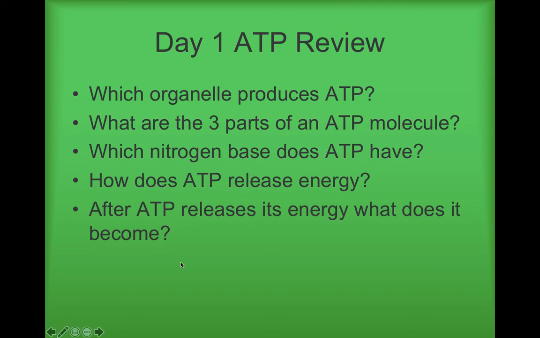Which nitrogen base does ATP have? Adenine. How does ATP release energy? It releases it by breaking off the third phosphate group. That's the one that's going to be on the furthest end, not the one that's closest to the inside, closest to the sugar. It's the one on the furthest end. After ATP releases energy, what does it become? It becomes ADP because it only has two, or double, phosphate groups.